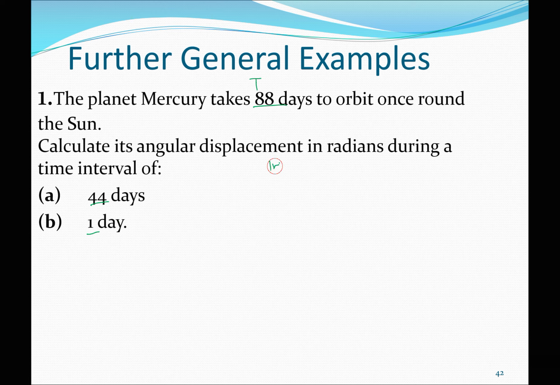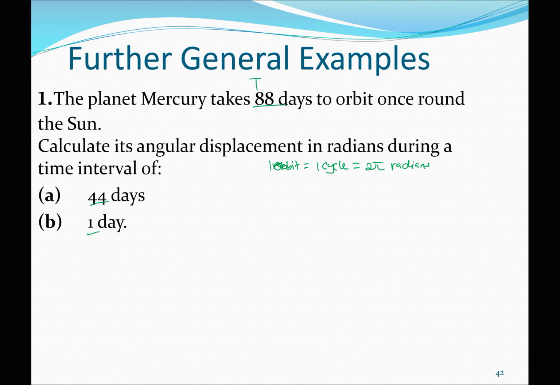Remember, one revolution or one orbit. One orbit is one complete cycle. And this is equal to 2 pi in radians. That is, one cycle is 2 pi in radians. That is one orbit. And the time for one orbit is 2 pi radians.